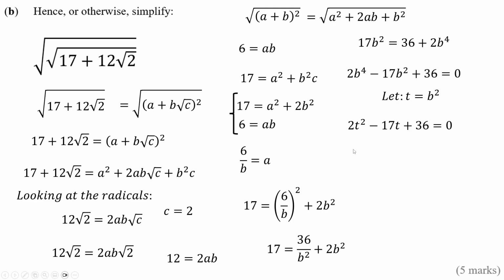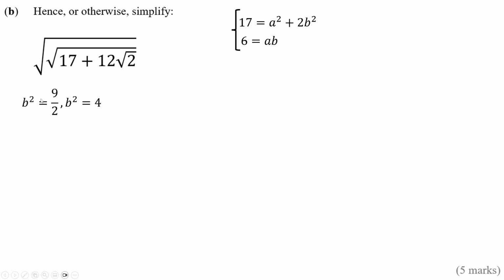You can factorize this into 2t minus 9 times t minus 4. So t equals 9 over 2 or t equals 4. Remember, t equals b squared, so b squared equals 9 over 2 or b squared equals 4. Square root both sides, so you get plus or minus 3 over root 2, and plus or minus 2 for that one.